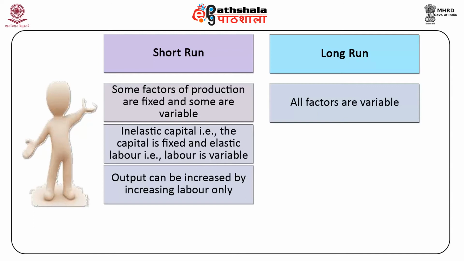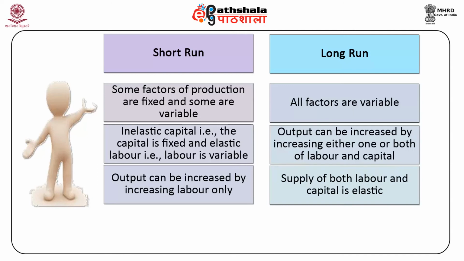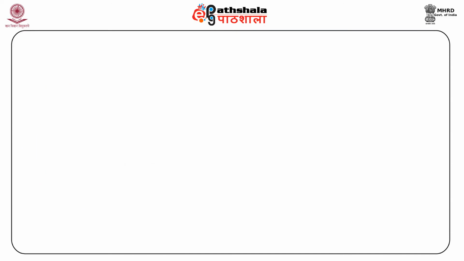On the other hand, in the long run production function, all the factors of production are variable. That is, output can be increased in the long run by increasing either one or both of labor and capital. Hence, in the long run, the supply of both labor and capital is elastic in nature.